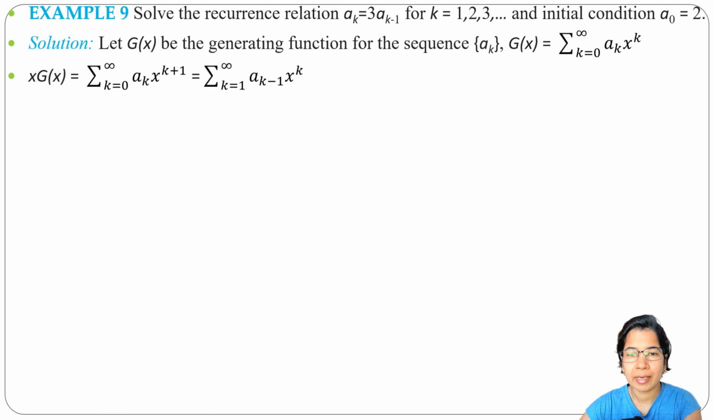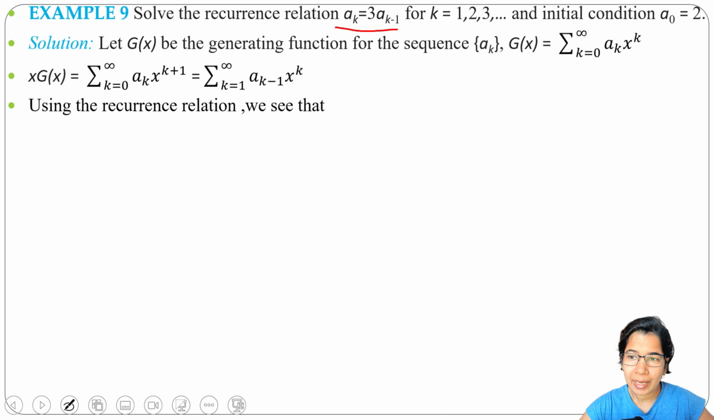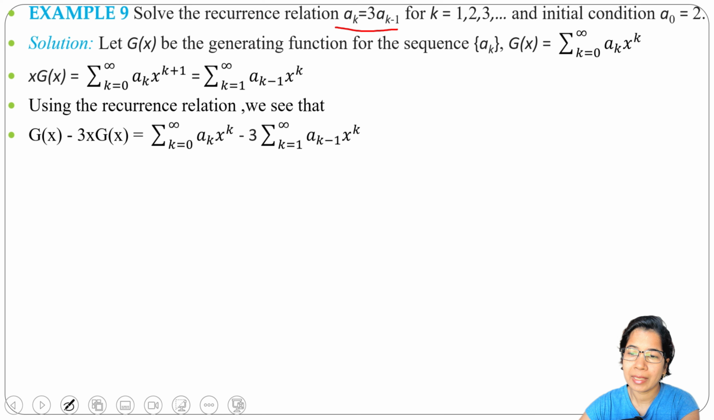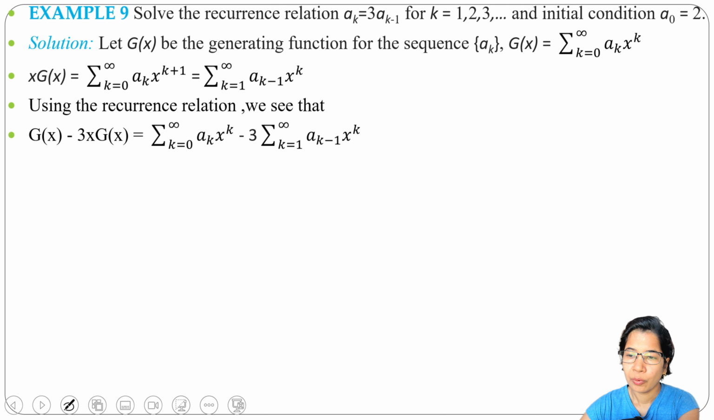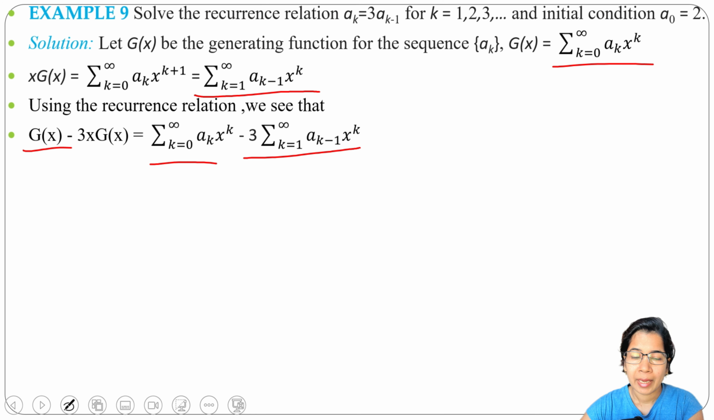Now we have the recurrence relation ak equals 3a(k-1). So what we will find is g(x) minus 3x g(x). Okay, why 3? Because here it is 3, right? You can write it as ak minus 3a(k-1) equals 0. This is our recurrence relation. So due to this 3 we multiplied with 3. We know the g(x) value: g(x) equals summation k equals 0 to infinite ak x^k, minus 3 x g(x) value. x g(x) value equals summation k equals 1 to infinite a(k-1) x^k. So we write the g(x) value and x g(x) value.